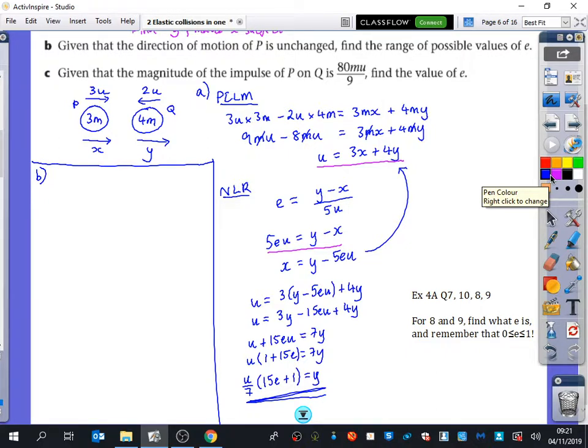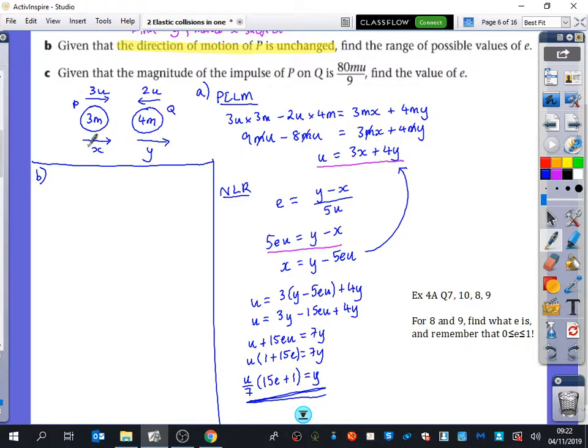Now this is the part of the question that becomes quite new. Everything that we've done here so far, PCLM, NLR, simultaneous equations, that's what you did in all of your homework, but everything was pretty much numerical, wasn't it? This time it's just been algebraic. Here's the thing that's the most important part of this question, and it's this sentence here. It says, given that the direction of motion of P is unchanged. Okay, so we're now trying to say that the motion of P is unchanged.